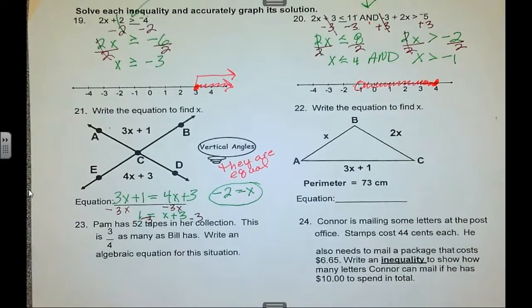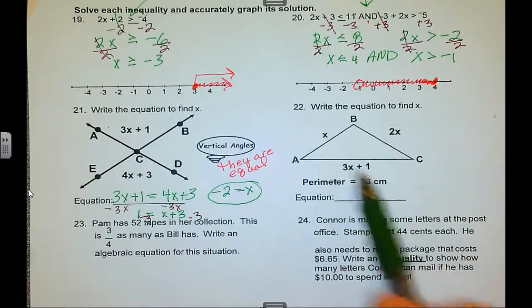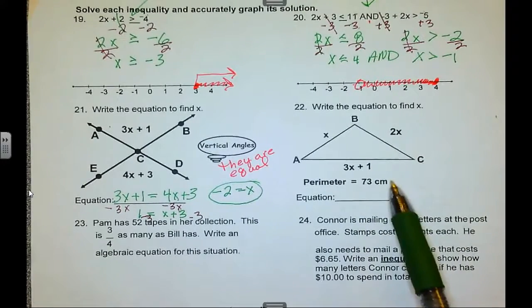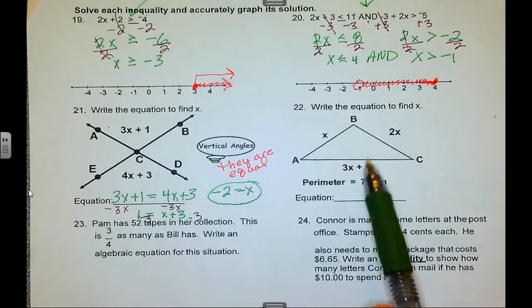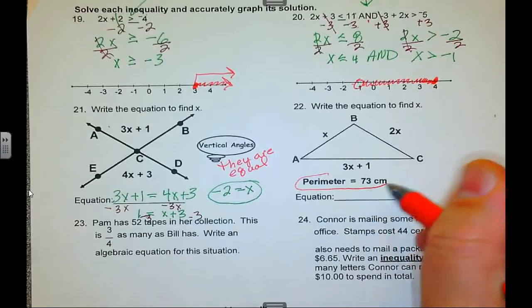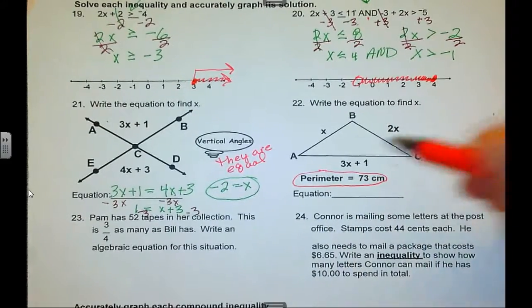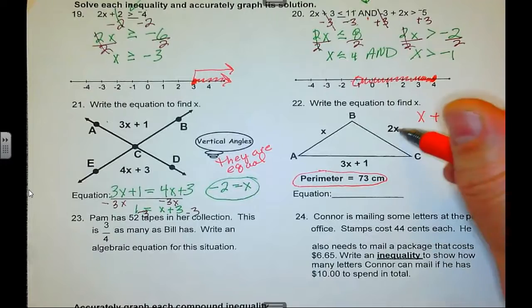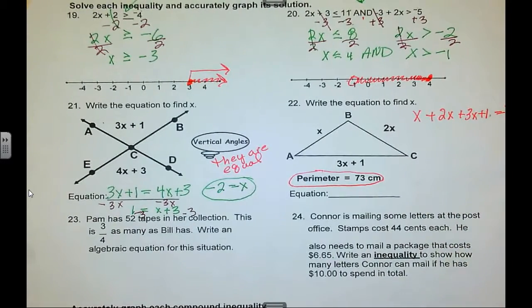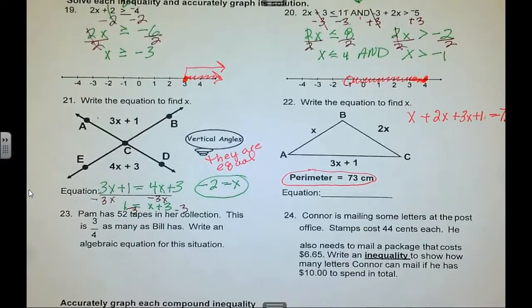Number 22, be careful. Don't set those equal to 180. Many students think, well, this is the size of the triangle, I'll just set it equal to 180. They're not. There's no specific length for perimeter, okay? They give us the perimeter. So I'm going to take x plus 2x plus 3x plus 1. That equals our perimeter, 73.